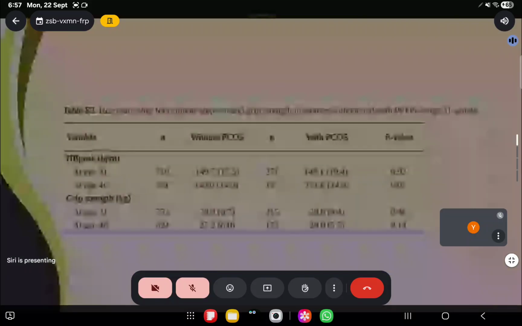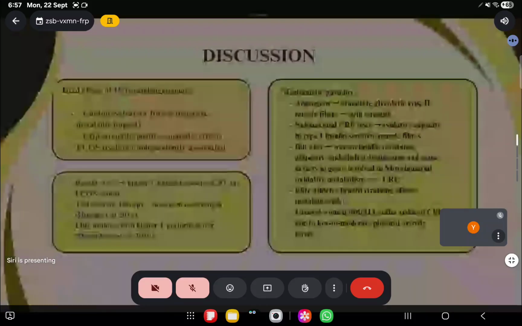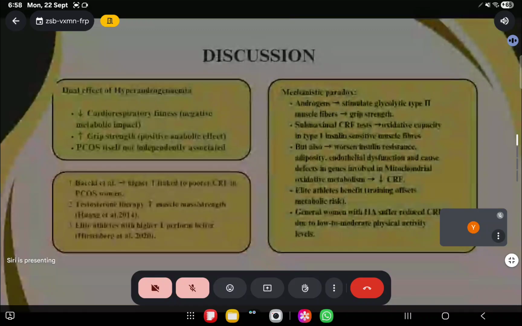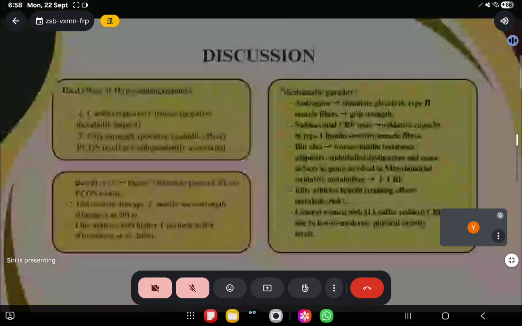This table tells us how women with PCOS, when compared with those without PCOS, had no significant difference in either heart rate or grip strength at the end of the physical fitness test, because the p-value is more than 0.05 in both the results. So let us come to the discussion of the paper. What do we see? Hyperandrogenemia seems to have a dual effect, like we all saw. It worsens the cardiorespiratory fitness, which is a critical predictor.